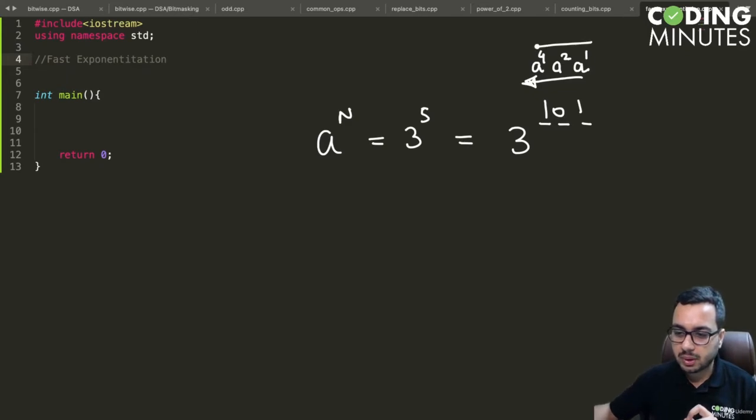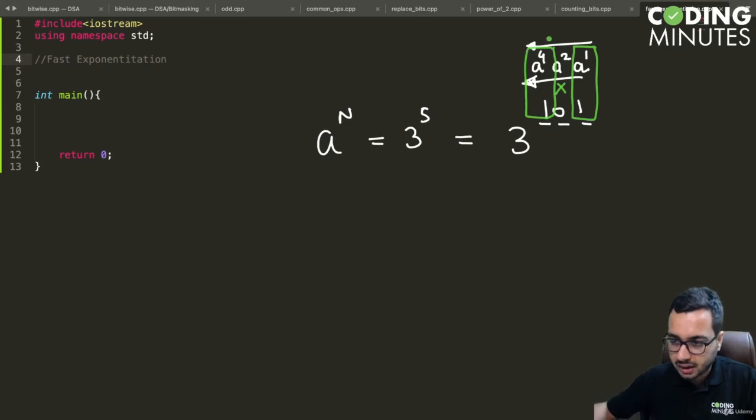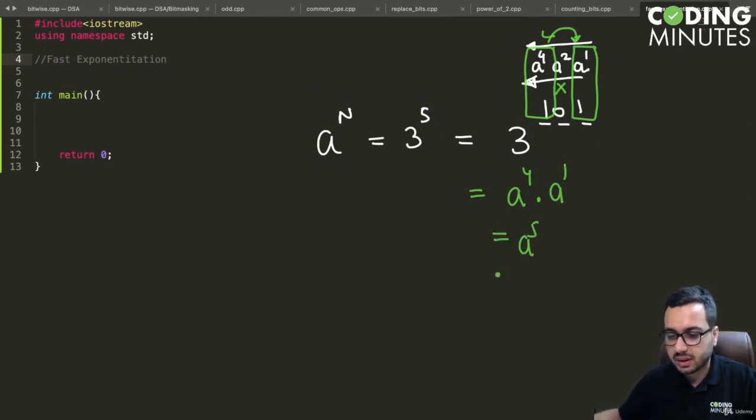Okay, so now what you can observe is, if you are able to generate these powers, and then by multiplying a subset of these powers, you can actually get 3 raised to the power 5. How? If you look carefully, this set bit is 1, so if you pick this power, and discard this power, and pick this power, and multiply these two, you are going to get a raised to the power 4 multiplied by a raised to the power 1, which is a raised to the power 5, and a is what?